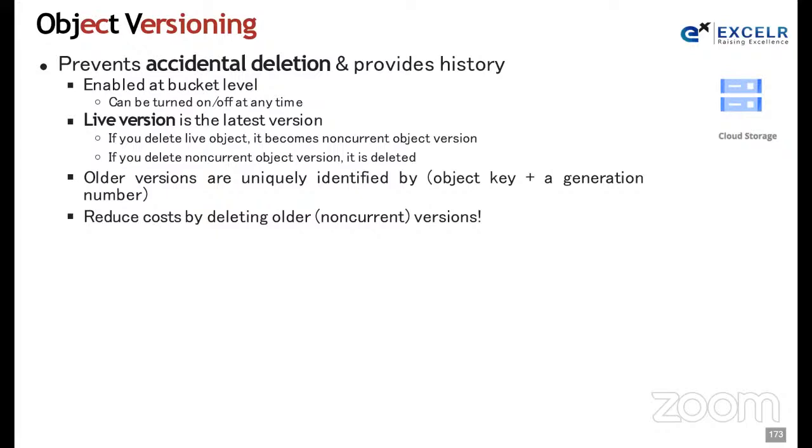If you look at the costing for object versioning, it will not have any cost as such, but because multiple copies of the same object are created, you are going to have more cost for your object. So it is better you delete the older versions if you don't need them. So this is object versioning.